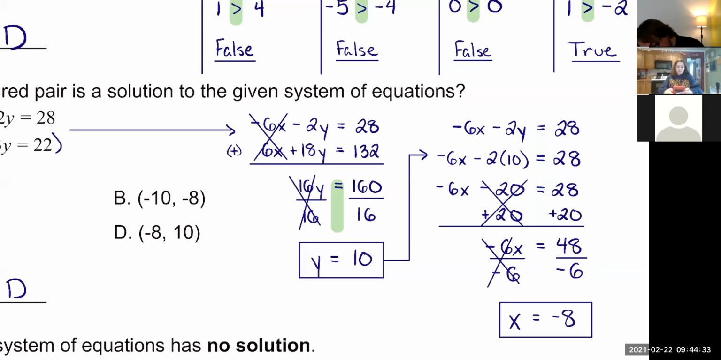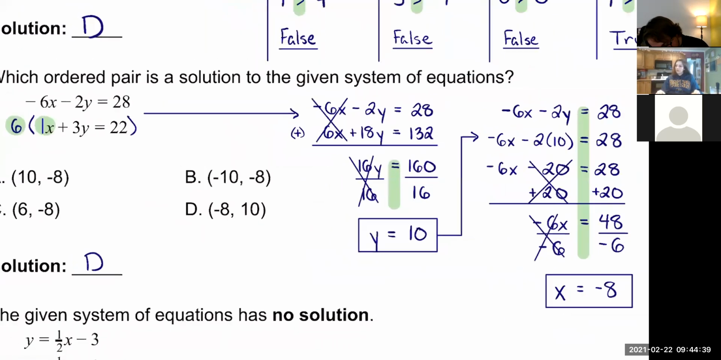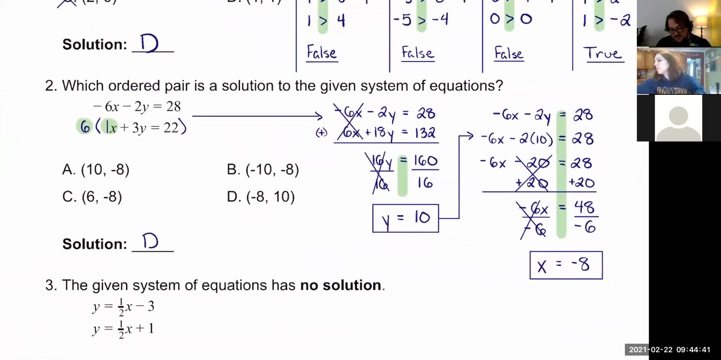Don't mind me, my OCD is going to step in real quick. Make it all pretty. But just like that, we found that the y value would be 10. We use that to find the x value as negative 8. Remember that your final solution is an ordered pair, and ordered pairs are always written with the x coordinate followed by the y coordinate.